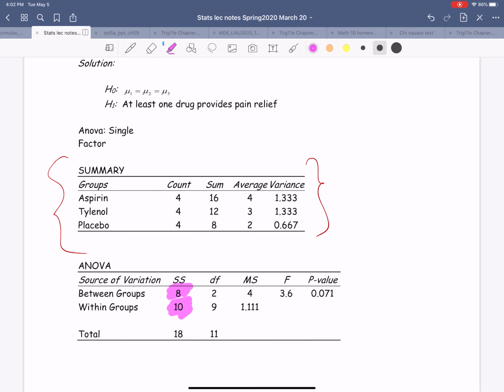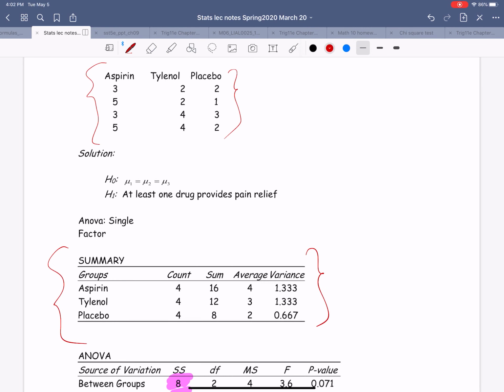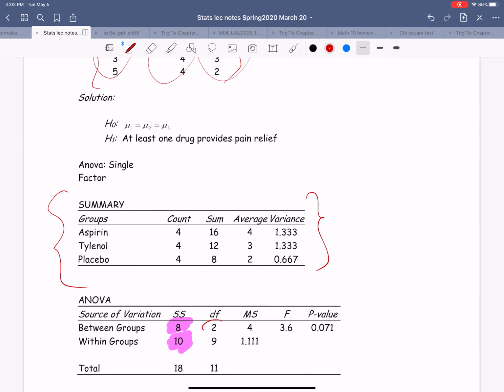Degrees of freedom between groups is the number of levels minus 1. So the number of levels, we have 3 different levels: 1, 2, 3 levels. So that's why the degrees of freedom between groups is 2. It is 3 minus 1.